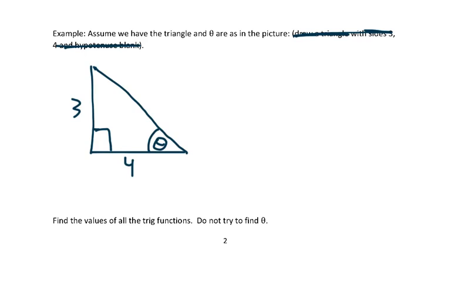We don't know what the hypotenuse is, as we can see, and we do know that this angle down here is theta. What we're going to do is find the values of all the trig functions. We're not going to try and figure out what theta is, okay? Can we figure out what theta is off the top of my head? Honestly, I don't know, but for now it doesn't matter.